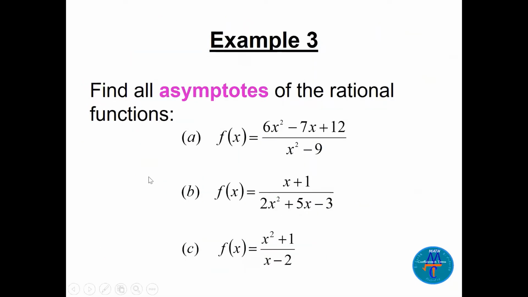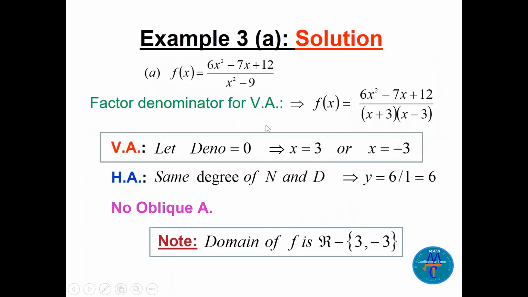Now here is an example: find all asymptotes of the rational functions. So we have (6x² - 7x + 12)/(x² - 9). First, we take the denominator equal to 0. We can factor it, (x + 3)(x - 3). So we have two vertical asymptotes. Now, we notice that the degree in the numerator is the same as the degree in the denominator. So the horizontal asymptote will be y equals 6 over 1, which is 6. No oblique.